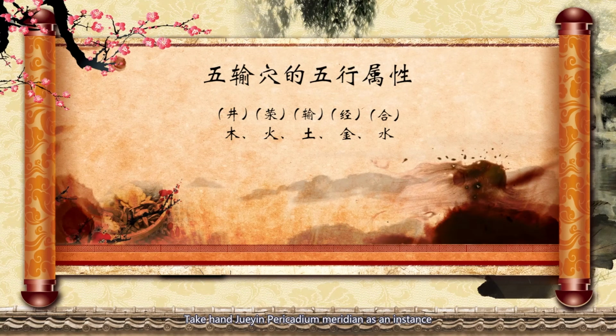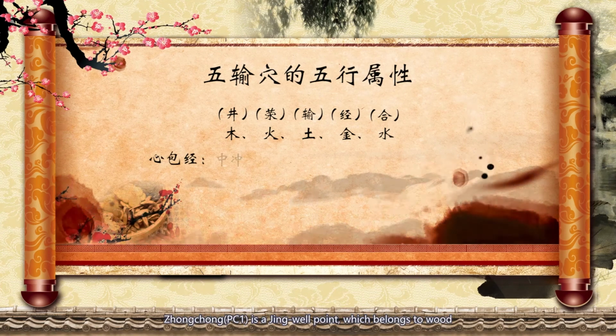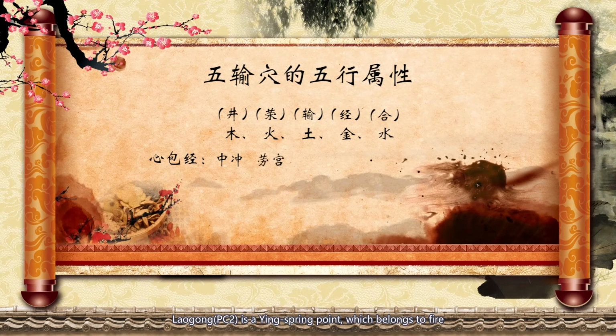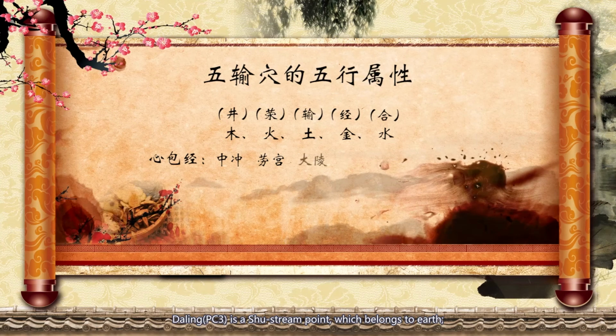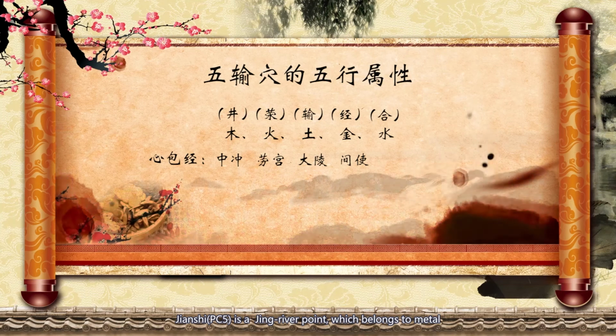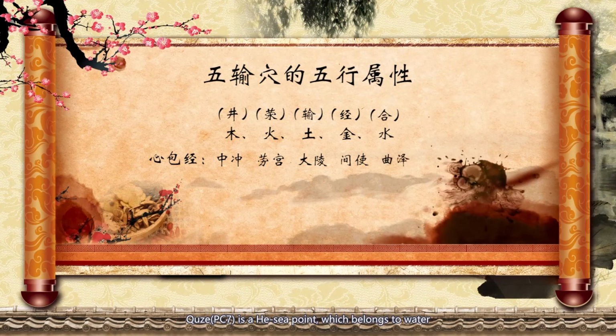Take Jue Yin pericardium meridian as an instance. Zhong Chong is a Jing well point, which belongs to wood. Lao Gong is a Yin spring point, which belongs to fire. Da Ling is a Shu stream point, which belongs to earth. Jian Shi is a Jing river point, which belongs to metal. Quze is a He sea point, which belongs to water.